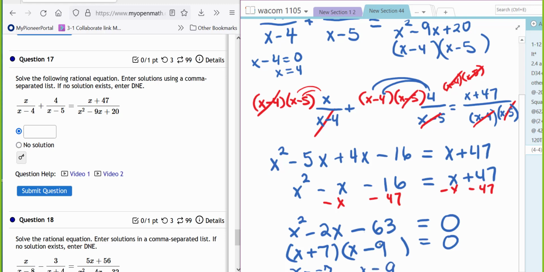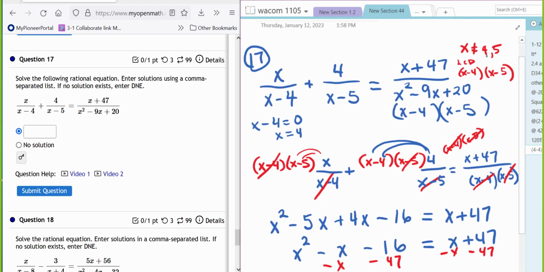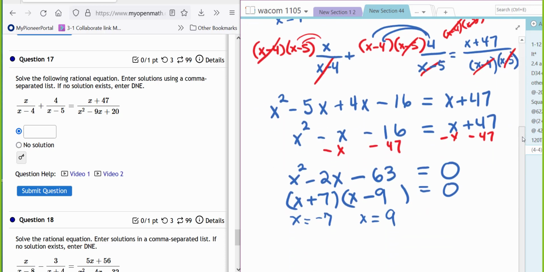And I should have checked that factoring first to make sure it worked. Just did. Now you have one more step. You have to go back and make sure you didn't throw those away. And unfortunately, I scrolled. We'll keep it in our head, negative 7 and 9. What I threw away was 4 and 5. If you had thrown it away, then you could not count it in the answer. It would be considered extraneous. But these were not thrown out, so these are our answers, negative 7 and 9.